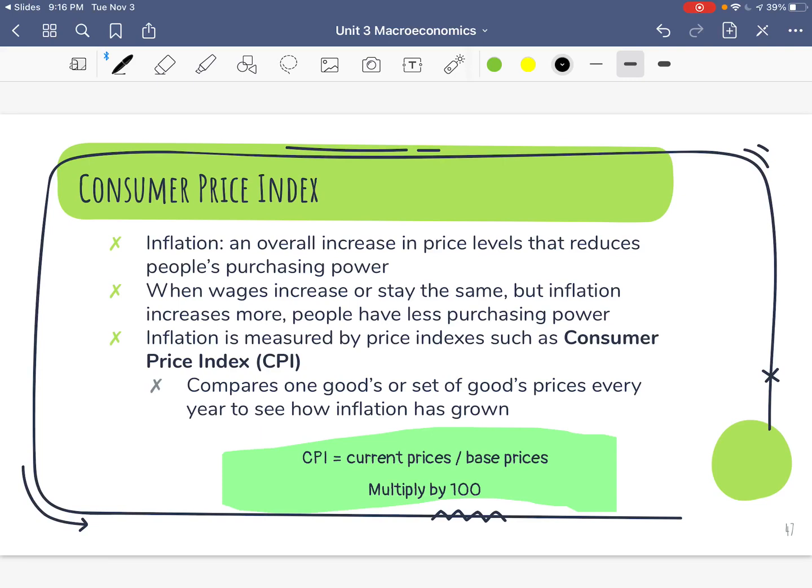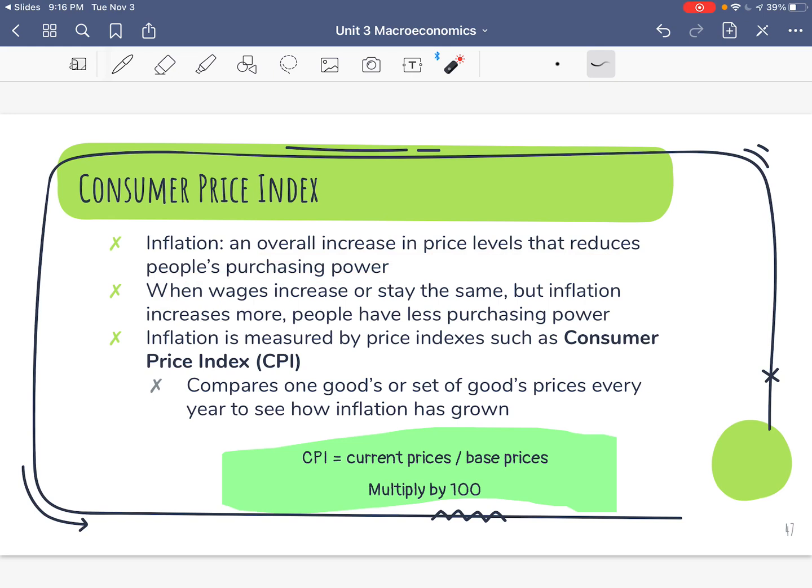All right, so we've been looking at price indexes and taking nominal GDP, dividing it by a price index to take out inflation in order to compare years using real GDP. But what is a price index? In order to understand price index, we need to know what inflation is. And inflation is an overall increase in price levels that reduces people's purchasing power.